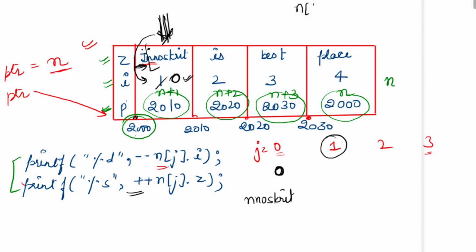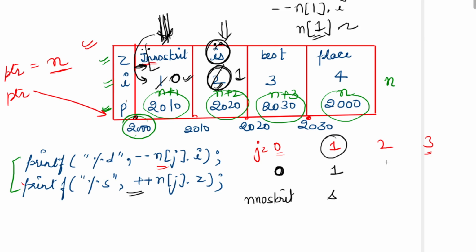Now it says that j has become 1. So we will go to the 1st location, the I value, and then we will decrement it. The 1st index is this one, and the I value is 2 and then decremented by 1, so it will become 1. Now again it says go to n1, first index dot z. Z is this, and then increment it by 1, so it is 0 and 1, so it will print s. Similarly it will work for j equals 2 and j equals 3.